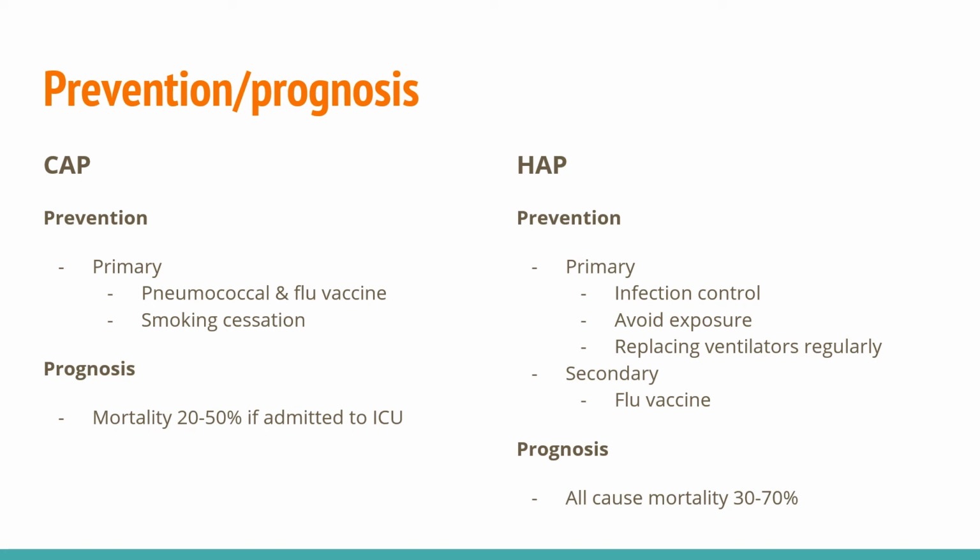Hospital acquired, obviously our primary prevention is infection control, avoiding exposures, it all really just comes down to hygiene. Secondary stuff is the flu vaccine, and their prognosis is a little bit worse because again, these people are in hospital for a reason, so they're already sick. They tend to be old people or people who've had surgery, so they're not at the top of their game. So their mortality is a little bit higher.